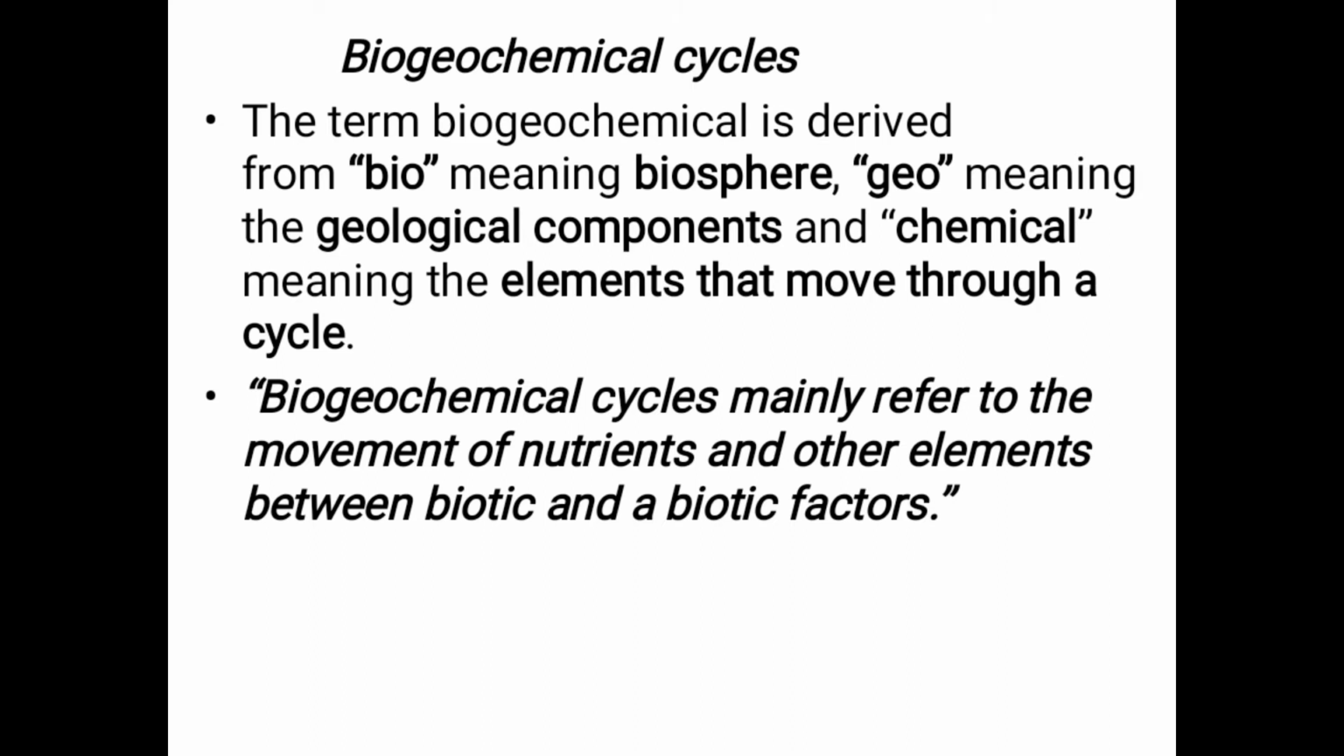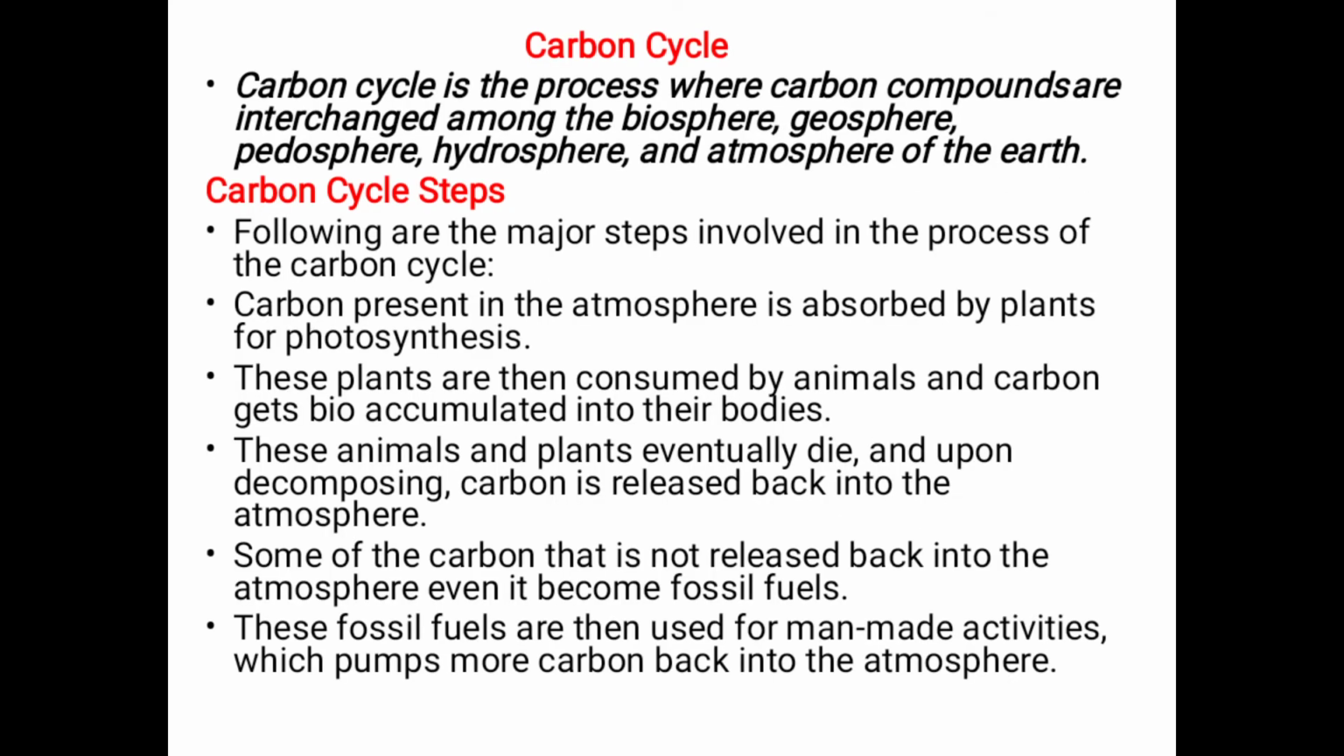So here are the three cycles for your syllabus. The first one is the carbon cycle, the second one is the nitrogen cycle, and the third one is the phosphorus cycle. The carbon cycle is a process where carbon compounds are interchanged among the biosphere, geosphere, pedosphere, hydrosphere, and atmosphere of the earth. Here are the steps in the carbon cycle, where carbon present in the atmosphere is absorbed by the plants for photosynthesis.